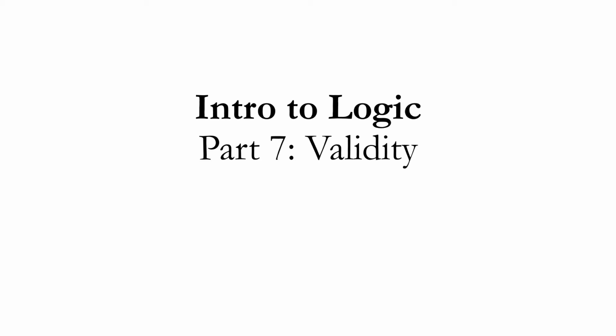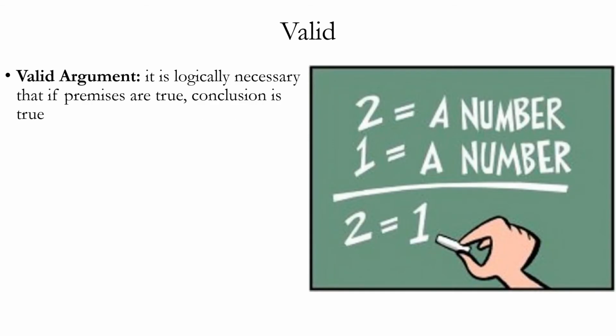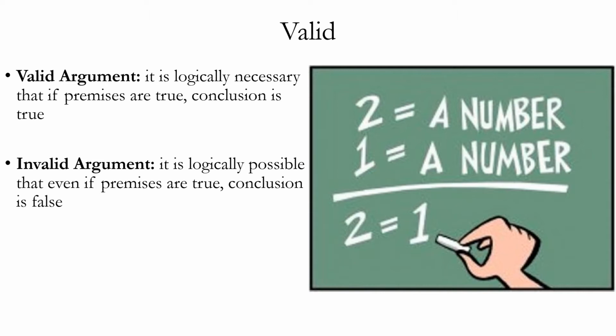Intro to Logic Part 7, Validity. A valid argument is one in which it's logically necessary that if the premises are true, then the conclusion is also true. An invalid argument is one where it's logically possible that even if the premises are true, the conclusion is still false. So invalid is just the negation of valid. It means not valid.